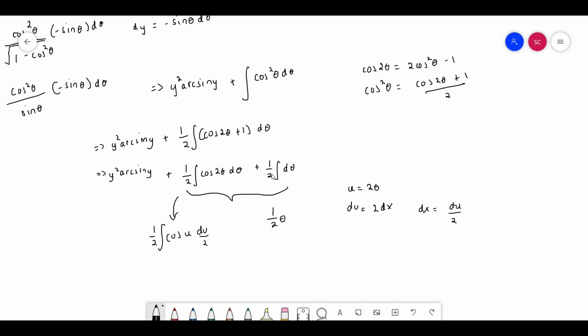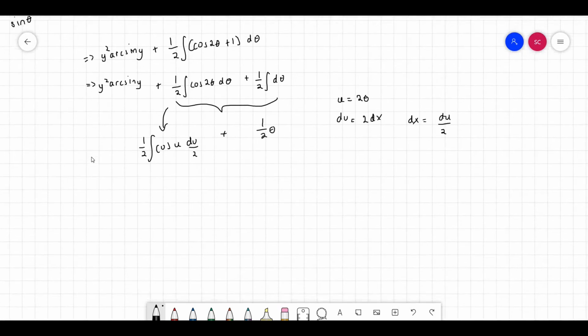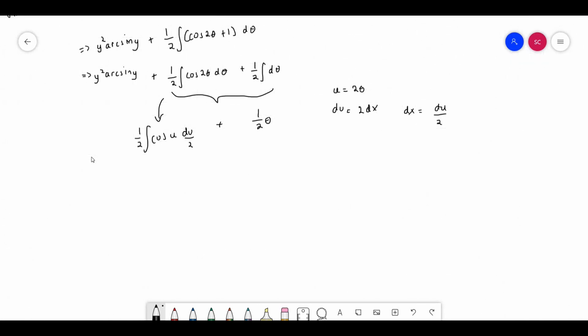And when we integrate that, the entire expression just becomes 1 over 4 sine 2 theta plus half theta plus c. Okay, so let me just rewrite this part down here as well. Let's erase this. So the entire integral is y squared arcsin y plus this.